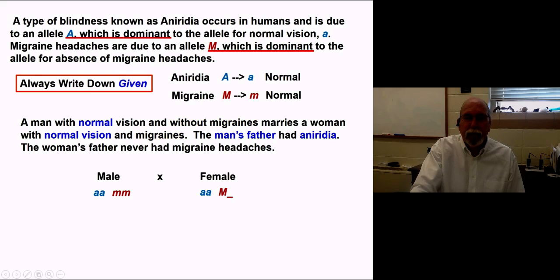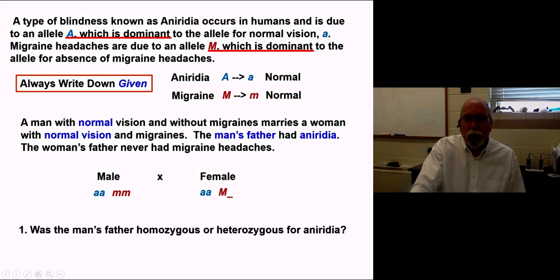So then we start dealing with some questions. The first question is, was the man's father, so this guy's father, homozygous or heterozygous for aniridia? We say that he had it, so we know he has a big A, right? So what was he? Well, he was heterozygous. How do we know that? Because this male got two little a's.